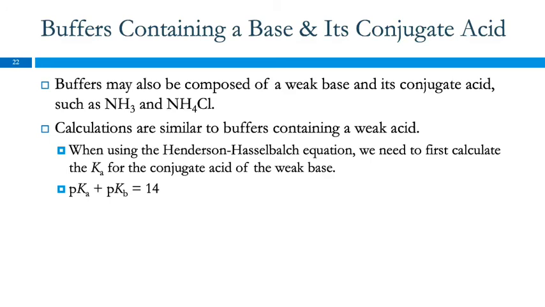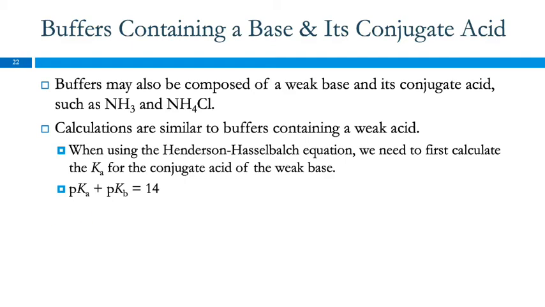You can also make a buffer from the base and its conjugate acid, things like ammonia and ammonium chloride. Calculations are going to be similar. When we're using the Henderson-Hasselbalch equation, though, we're still using Ka. So if it's a base and its conjugate acid, you need to calculate Ka or pKa, and you can use this relationship, pKa plus pKb equals 14, in much the same way that pH plus pOH equals 14.